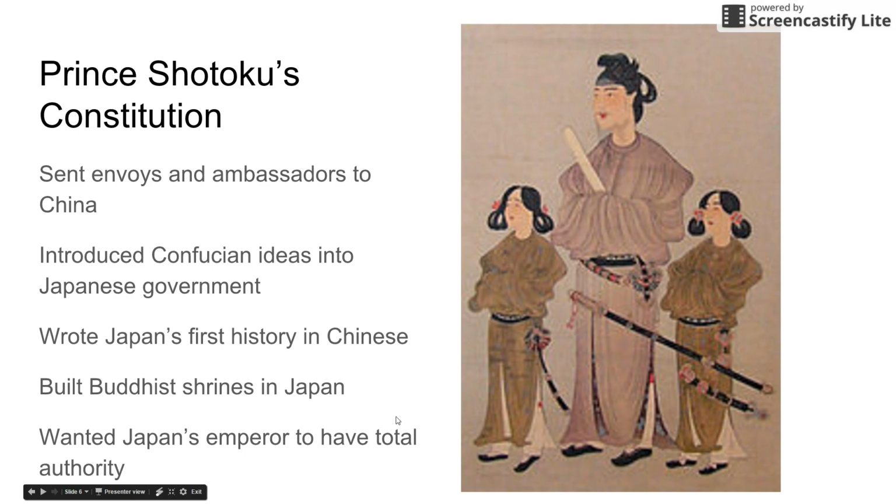He also was a devout Buddhist. He wanted to make sure that there were Buddhist shrines all over Japan, and during the time of his rule, that began to happen. He also wanted to make sure that Japan's emperor had total authority. He wanted Japan's emperor to be just like China's emperor.